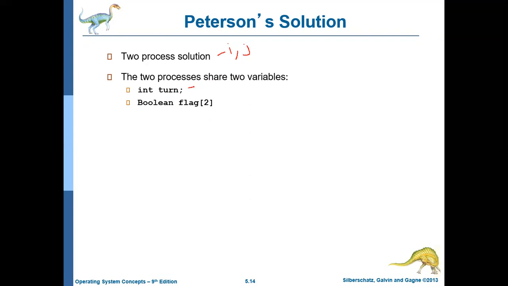If turn is equal to i, then it is the ith turn to enter the critical section. If turn is equal to j, then it is the turn of the jth process to enter the critical section. Similarly, we have another variable flag of 2, which is a Boolean variable. Basically it is an array, so there are two locations in this array. You can consider this as flag of 0 and flag of 1.